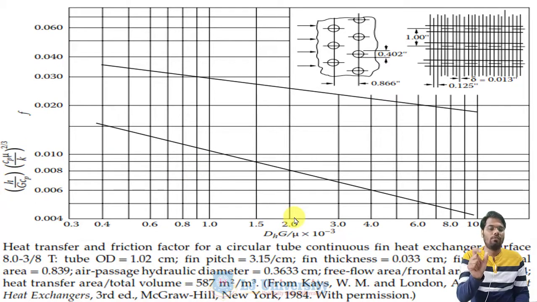From the velocity of the fluid, you can easily find out the Reynolds number, and from the Reynolds number, from this graph, for any configuration of compact heat exchanger, you can easily find out the frictional factor value F, and from this equation you can find out the value of convective heat transfer coefficient, which is h, and from h you can find out the value of heat transfer rate Q. So this is the configuration for the circular tube continuous fin heat exchanger.